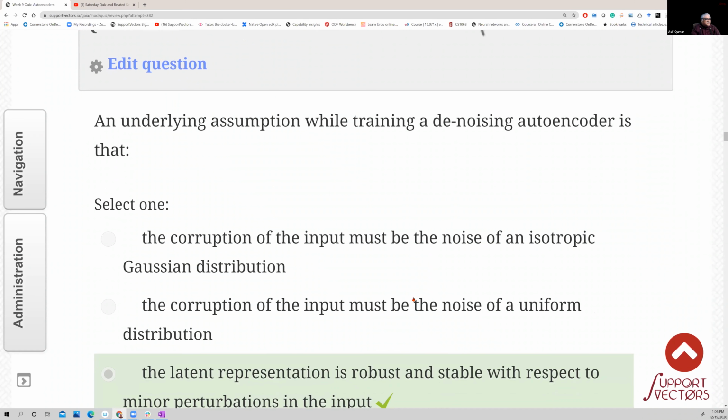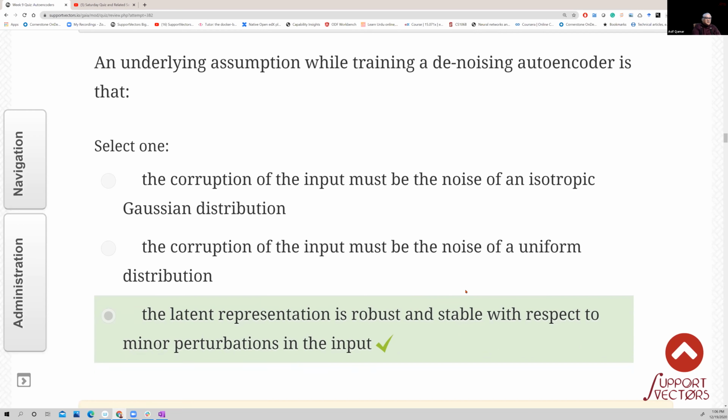An underlying assumption about training a denoising autoencoder is that, what's an underlying assumption of denoising autoencoder? The correction of the input must be the noise of an isotropic Gaussian distribution. Now, we don't say that. We don't require that. It could be salt and pepper. The correction of the input must be the noise of a uniform distribution. No, it could be a Gaussian or salt and pepper. The latent representation is robust and stable with respect to minor perturbations in the input. And that is the whole point with autoencoders.